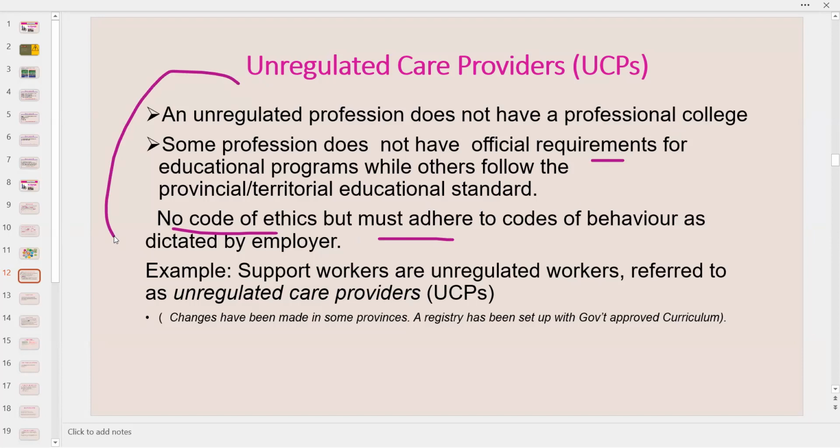They're also referred to as unregulated care providers. In some provinces, like Alberta in particular, they set up a registry or a directory for the healthcare aides, and it is approved. A new curriculum, the 2019 curriculum, was approved by the government, and all support workers who want to work as a healthcare aide have to register in the Alberta HCA directory.